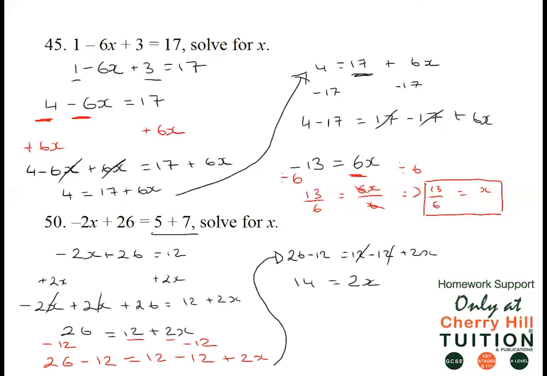And now the only thing that we are left with is getting rid of this 2. Right now, the 2 and the x are being multiplied by each other, so the opposite would be to divide by 2. So we end up with 14 over 2 is equal to 2x over 2. 14 divided by 2 is 7, and 2x divided by 2, the 2's cancel out, and we are left with x. Therefore, x is equal to 7.